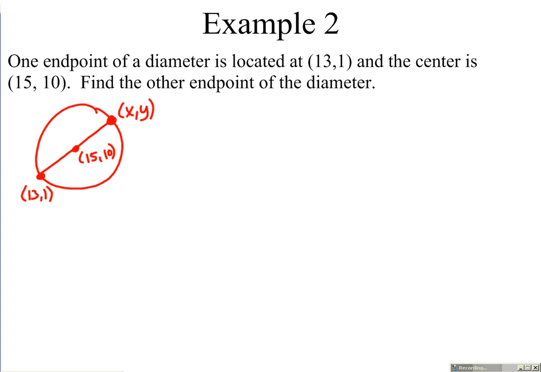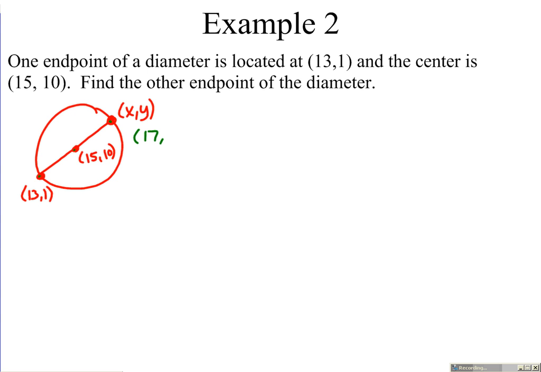A couple things you can do here. You should be able to just look at this and come up with the midpoint. We're also going to show you how you can do it, though, algebraically. In this case, we know the center of the circle is halfway across the diameter. So if we start at 13 in x, halfway there we're at 15. So we move 2 spots. We need to move 2 more spots. We should see that that x coordinate has to be 17.